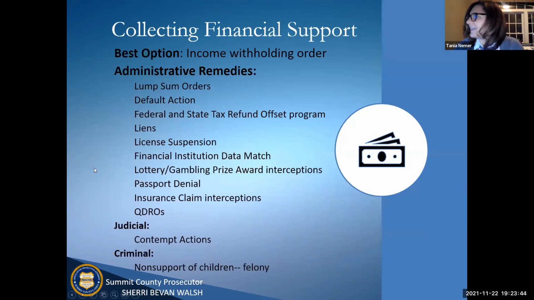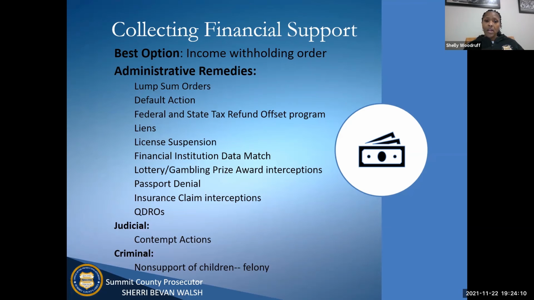Okay, so this slide is collecting financial support. The best option for collecting financial support is an income withholding order. What that means is whenever we set a support order for someone to pay child support, if we have an employer listed for them, then we will send out an income withholding order.